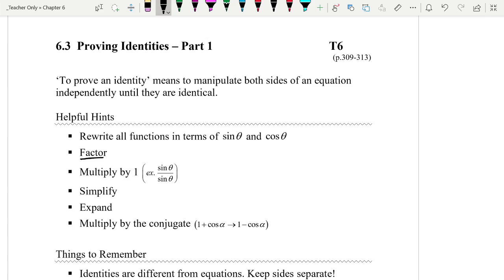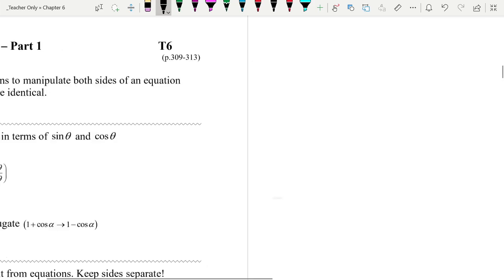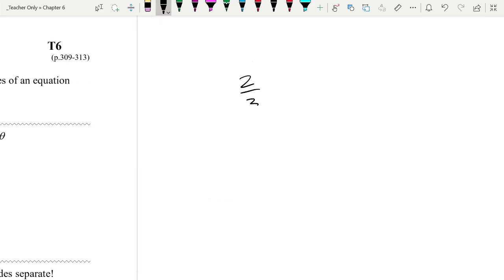One of the more important tricks in doing identity proving is to multiply by 1. In other words, how do you find common denominators? I think we've had this conversation before, right? If you're doing something like, say, 2/3 plus 1/2. Oh, my common denominator is 6, right? So you turn this into 4/6 and this into 3/6.